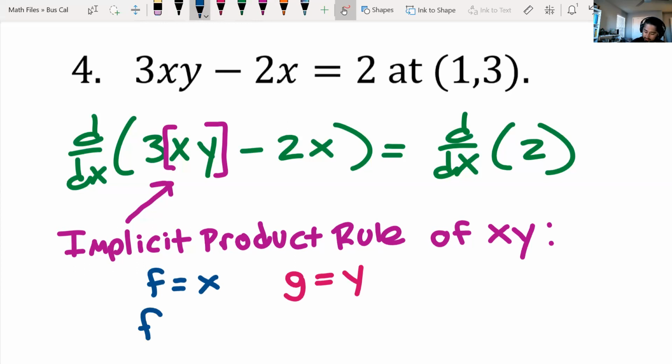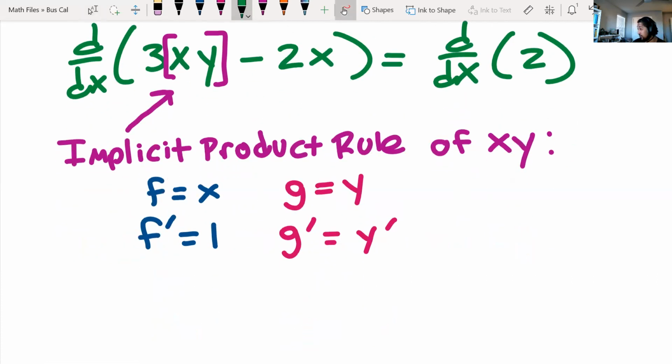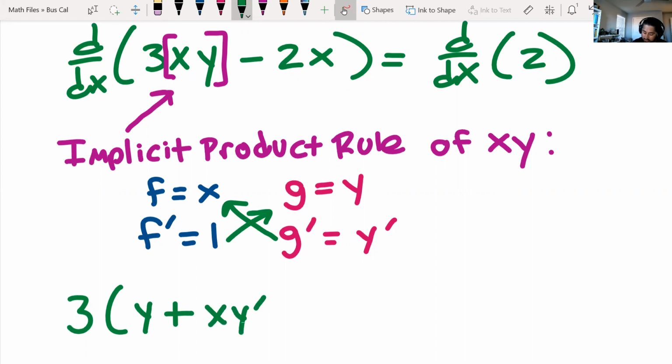Well, the derivative of x is 1. And what is the implicit derivative of y? Y prime. Okay, let's continue this. So the 3 will come down. And now inside, let's follow our product rule. F prime g will give me y plus g prime f, y prime times x, which I'm going to just write as x, y prime.